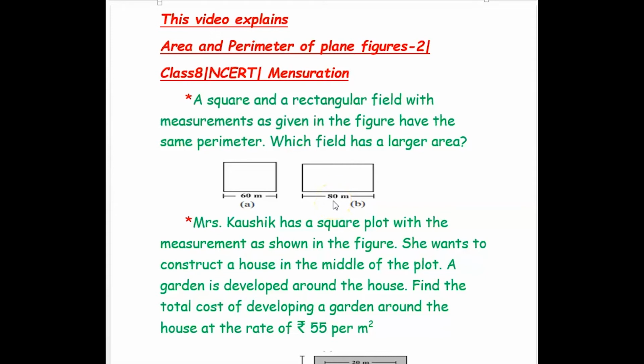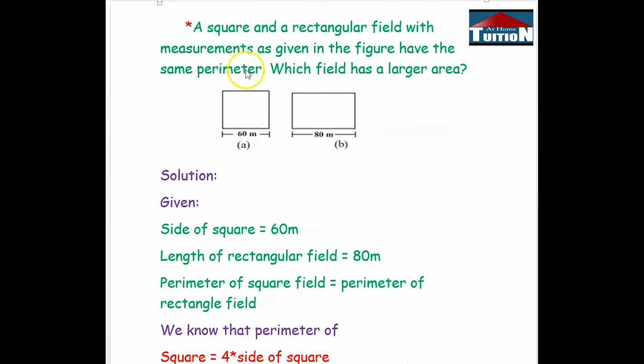In this video, we are going to recall how to find area and perimeter of the given plane figures with few word problems. Our first problem is: a square and a rectangular field with measurements as given in the figure have the same perimeter. Which field has a larger area?